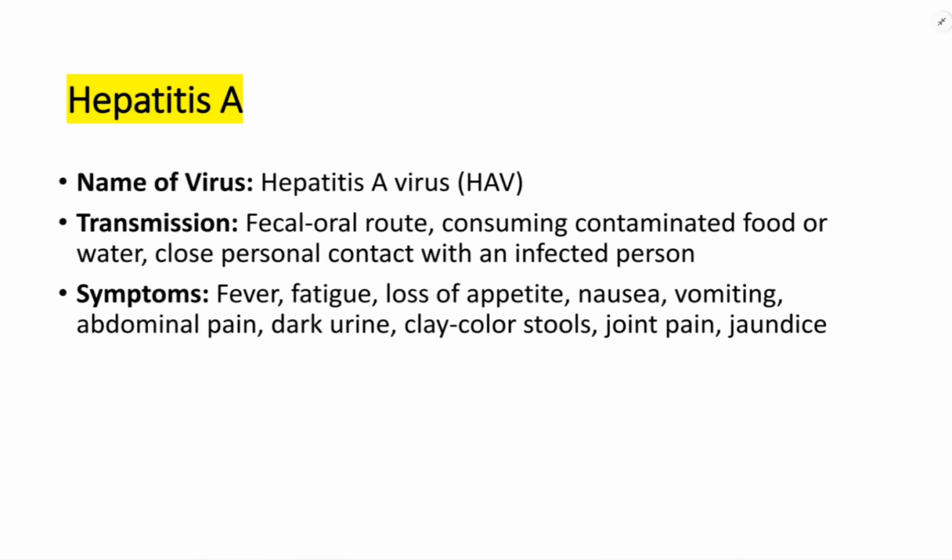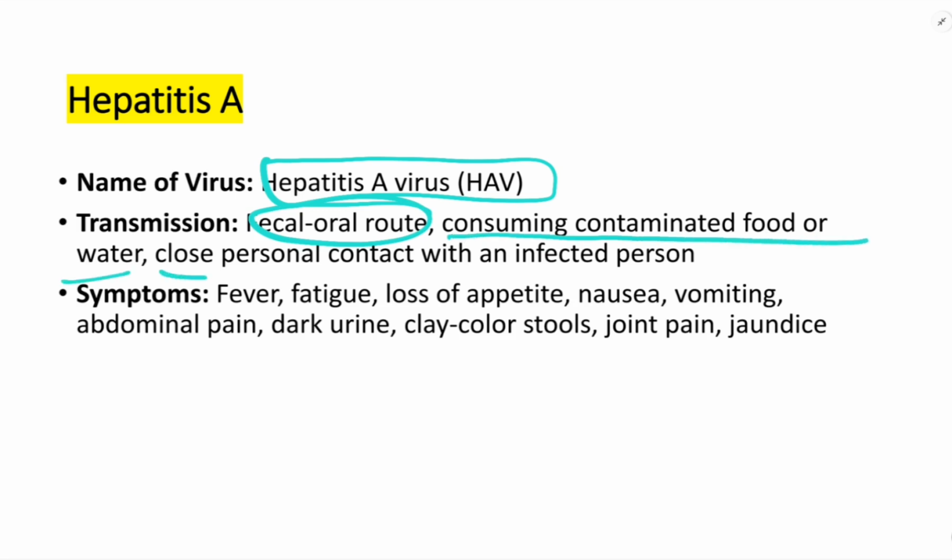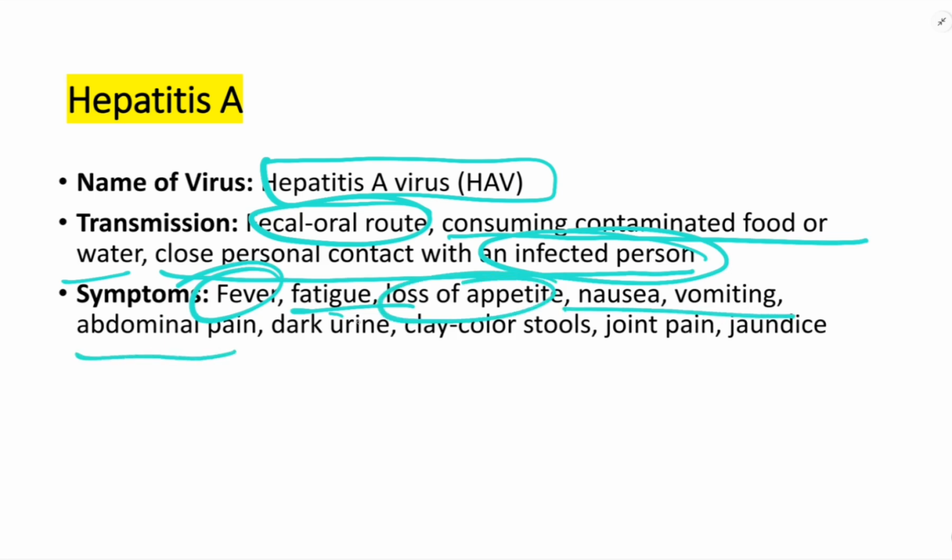Next one, hepatitis A. It is caused by the hepatitis A virus and it transmits through the fecal-oral route, consuming contaminated food or water, and close personal contact with an infected person. The symptoms are fever, fatigue, loss of appetite, nausea, vomiting, abdominal pain, dark urine, clay-colored stools, joint pain and jaundice.